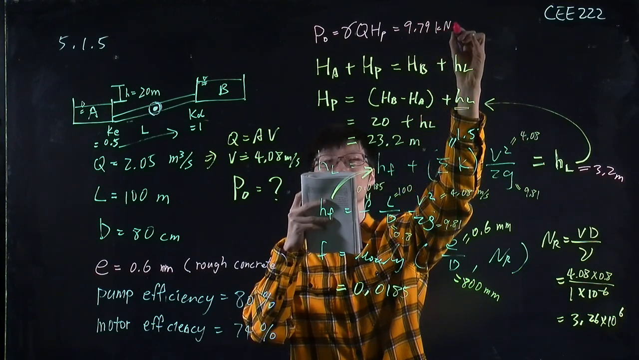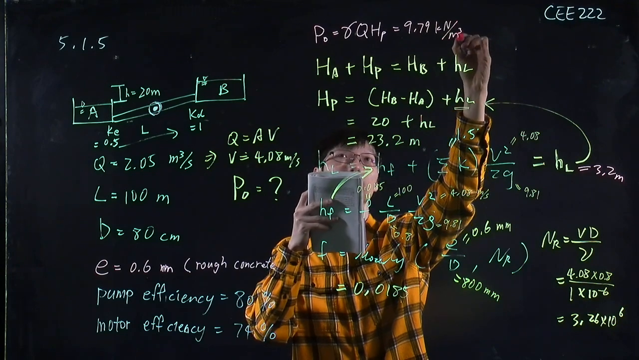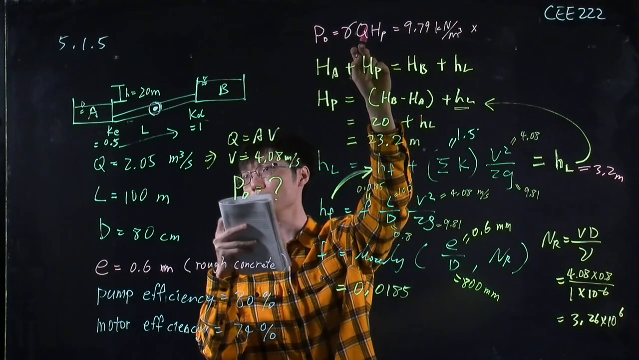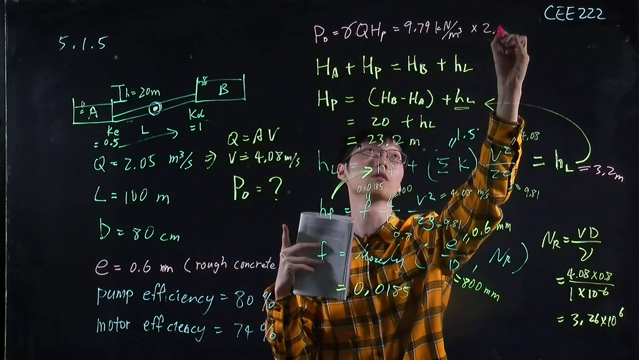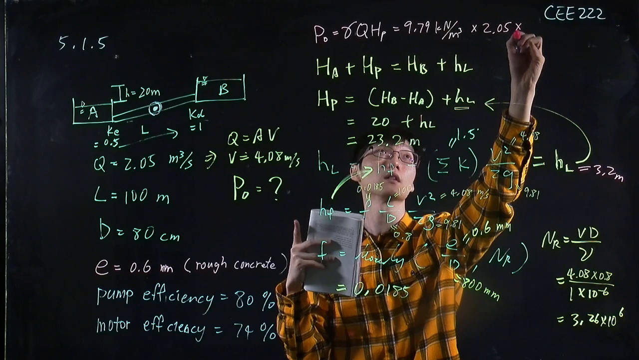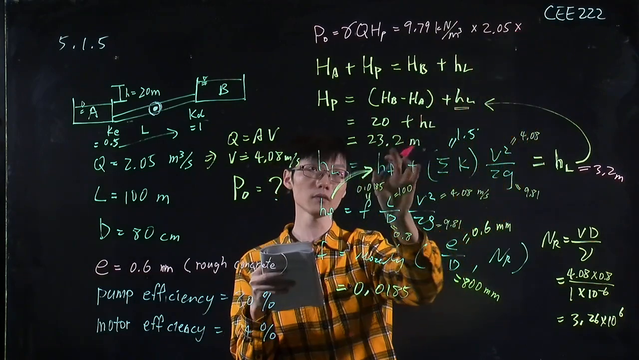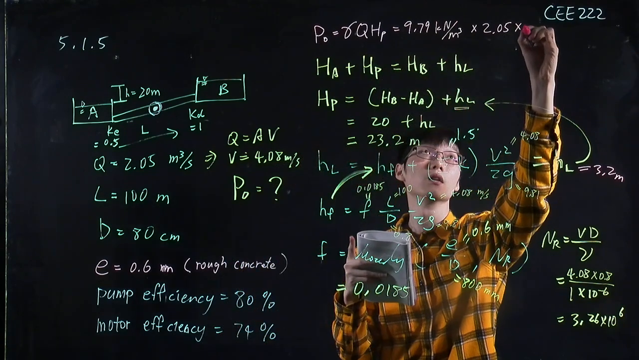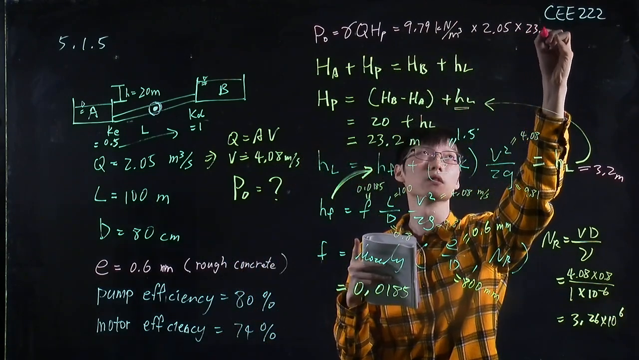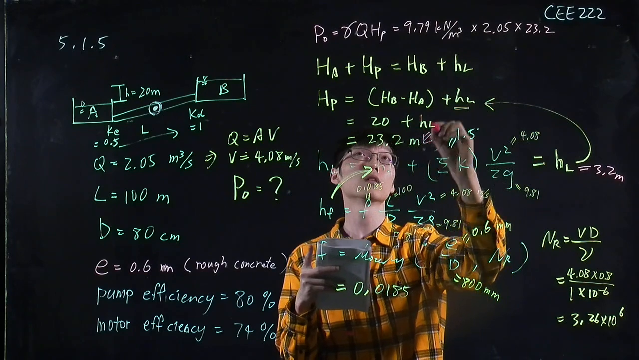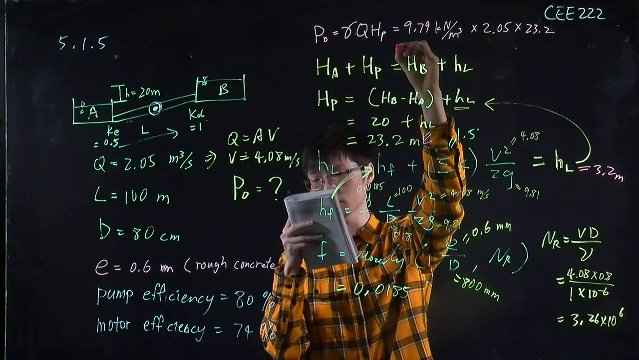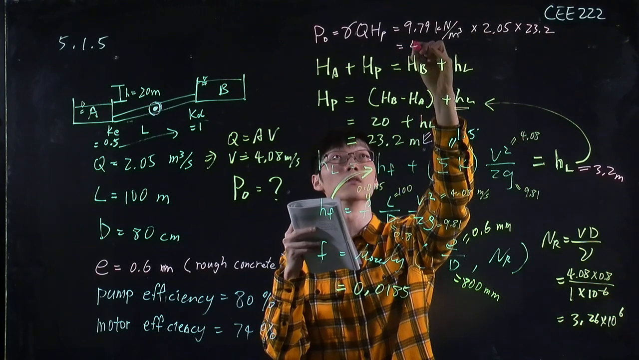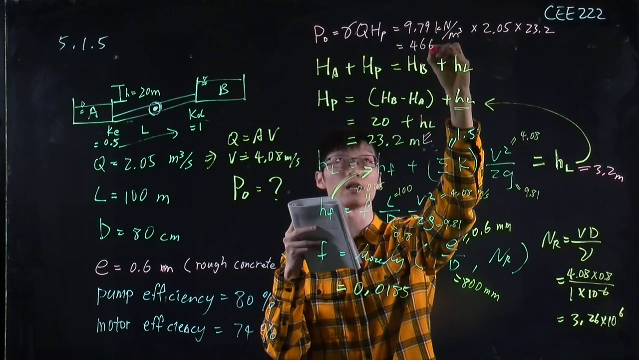Times the flow rate, which is 2.05, times the energy required for the pump, 23.2 from here. Then we know this is equal to 466 kilowatts.